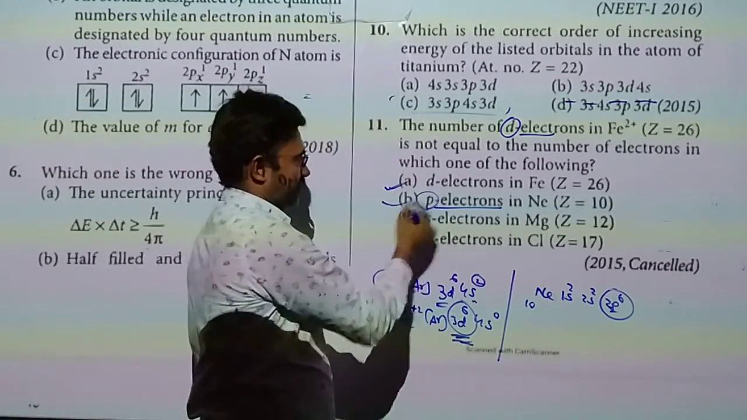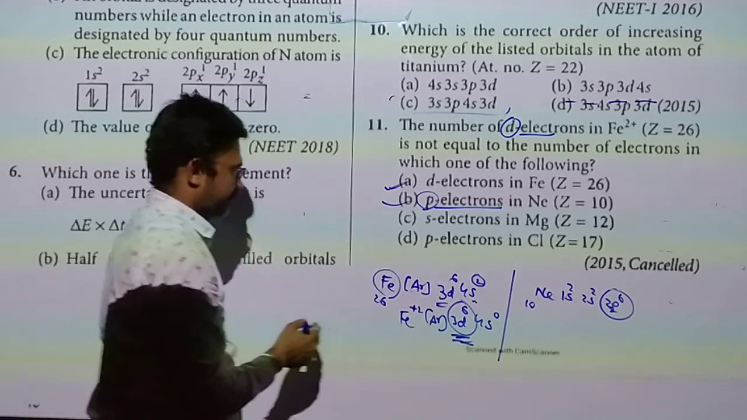Number of p electrons are similar. s electrons in magnesium.